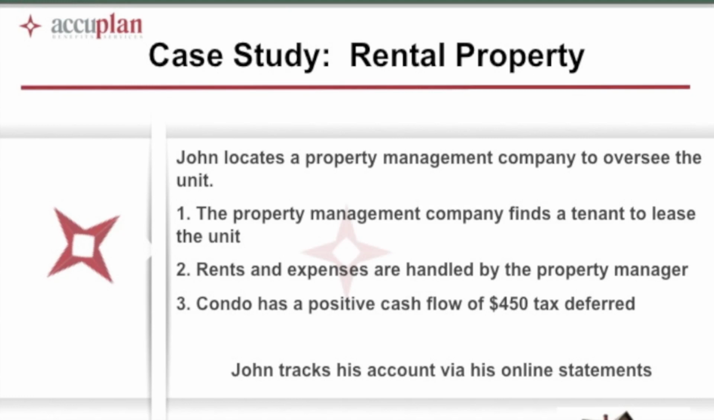In this case, the condo has a positive cash flow of $450. It's going to be tax deferred because once again, it's a self-directed SEP IRA. John is going to track his account online. We do have access to our accounts where anything that goes on with your account, you can actually track everything online 24/7. So once again, as we mentioned, this is a buy and hold situation. John decides he wants to sell the property. We're going to run through the steps in terms of what John is going to do to sell this property.